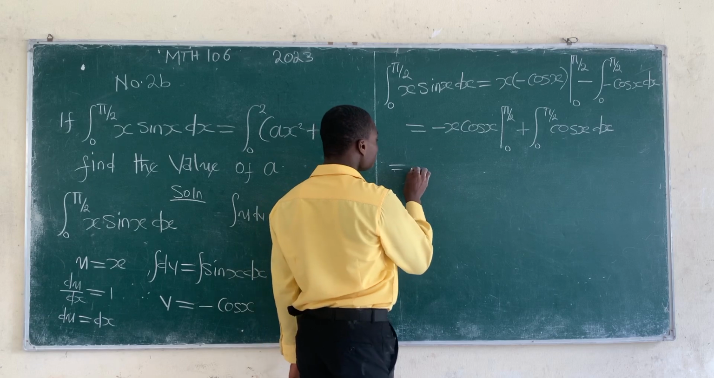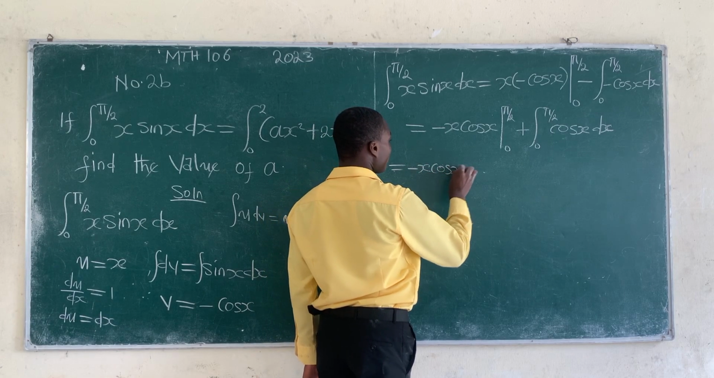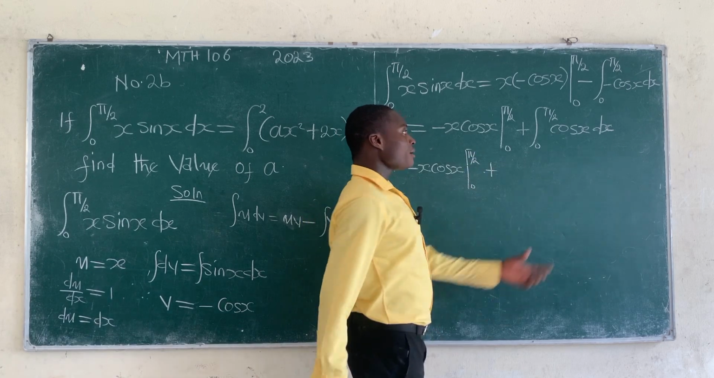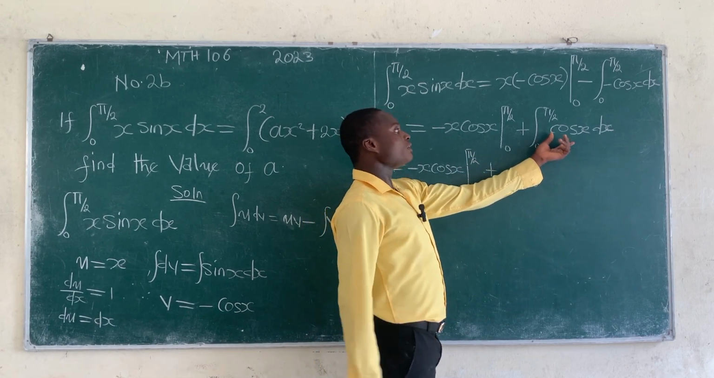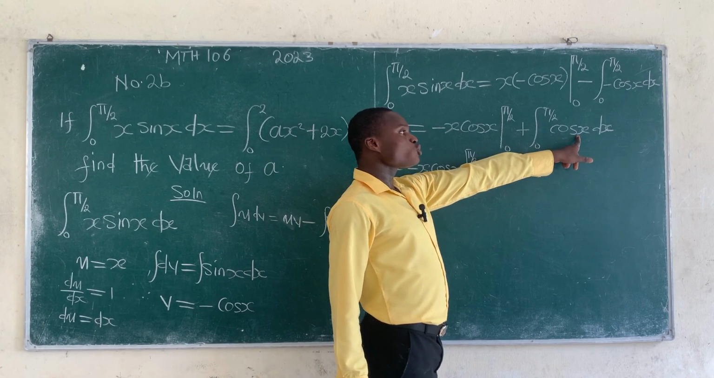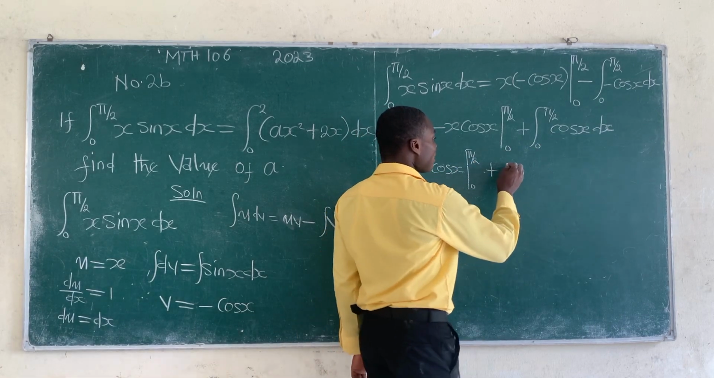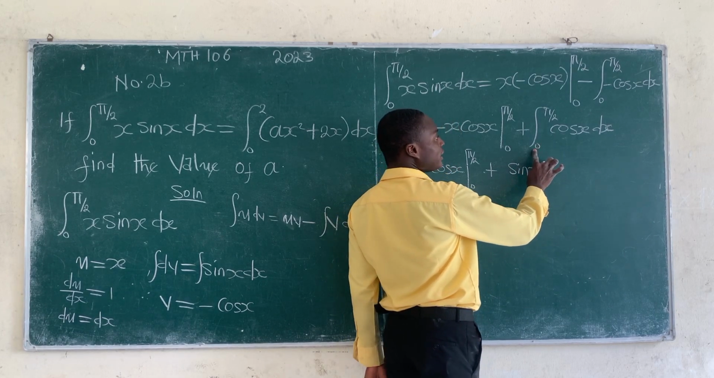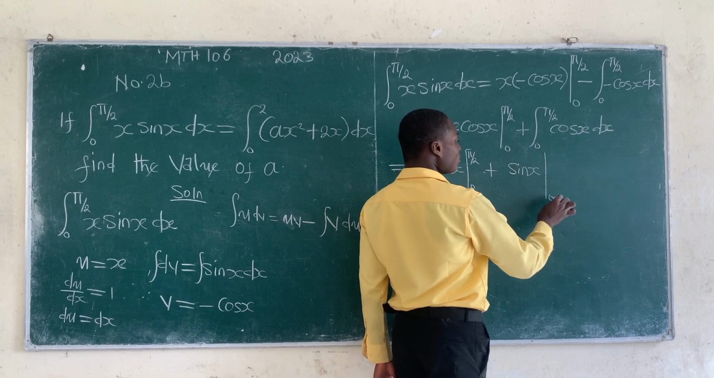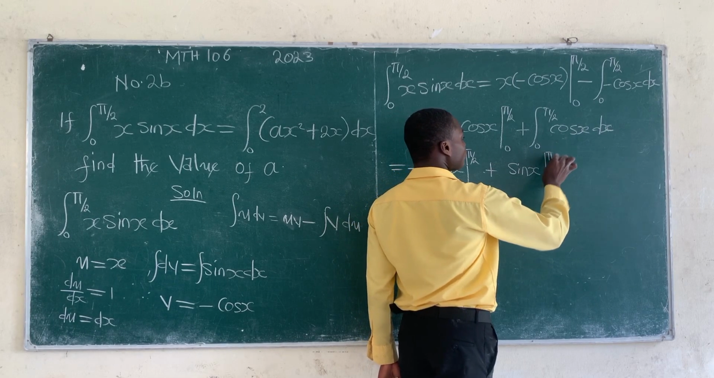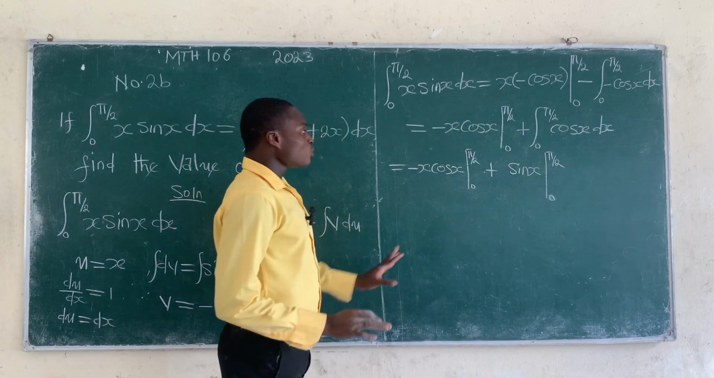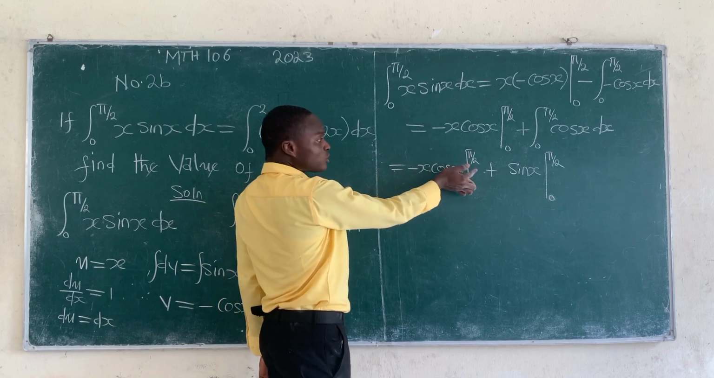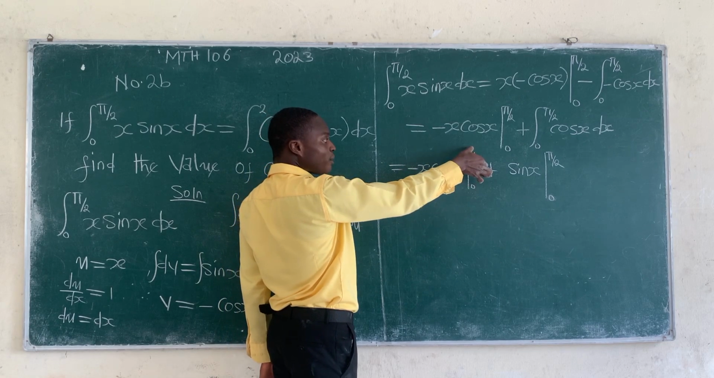So what we have here is minus x cos x from 0 to pi over 2 plus, remember from the standard integral I've just cleaned, if you integrate cos x, you are going to have sine x. So what we have there is plus sine x, but don't forget our interval will still remain from 0 to pi over 2. So the next thing we are going to do is to substitute the given interval. So let's start from here. Anywhere you see x, you put pi over 2.